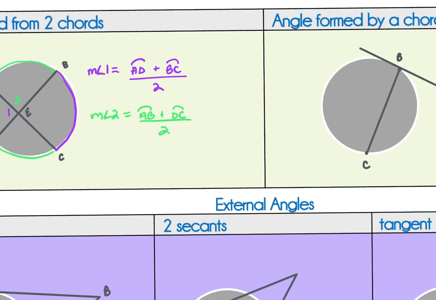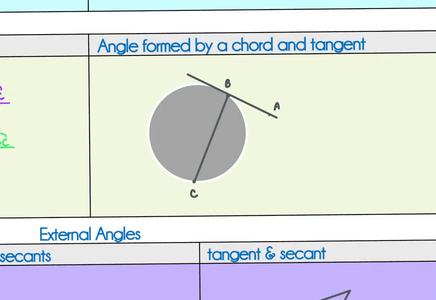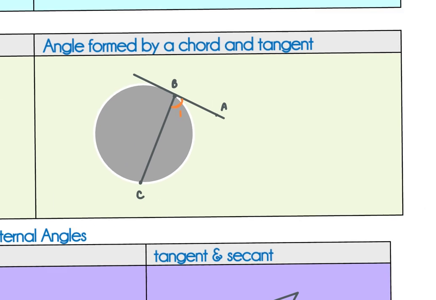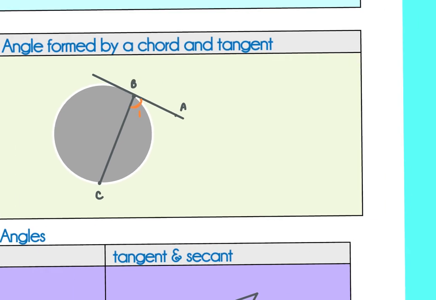Angle formed by a chord and a tangent. So the chord here is BC. The tangent is AB. So we're talking about this angle here. If I called that angle 1, then it equals half the arc that is formed by those. So angle 1 would equal 1/2 the measure of arc BC. So that angle is like an inscribed one. It's on the circle, and it is equal to half the arc it intercepts.